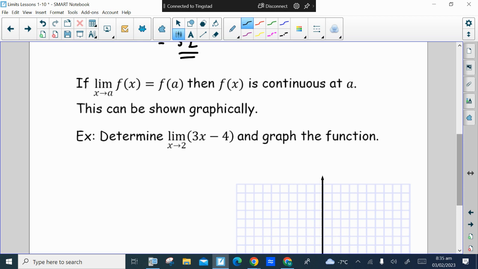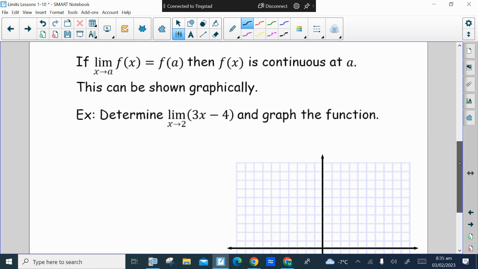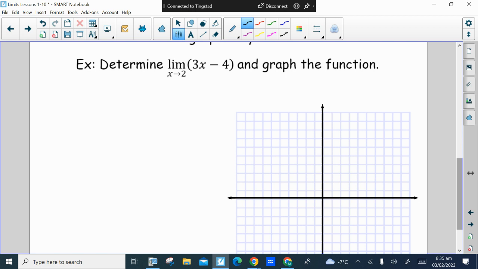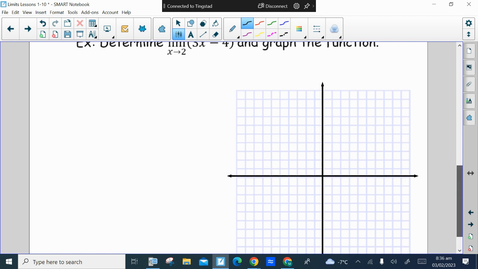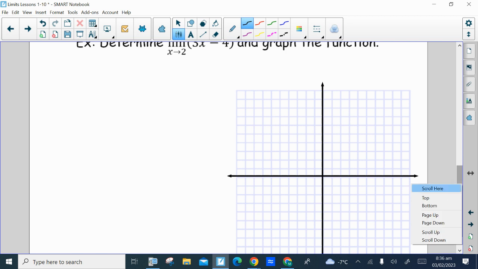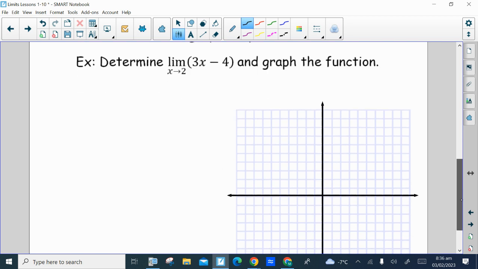This next question says determine the limit of 3x minus 4 as x approaches 2 and graph the function. You can do it two different ways. We can graph the function first and state the limit second, or we can state the limit first like we just did in the last example by letting x equal 2 and then graph it after. But let's graph it first. The function is defined by 3x minus 4. That's a linear function. It's a line that has a y-intercept of -4 and a slope of +3.